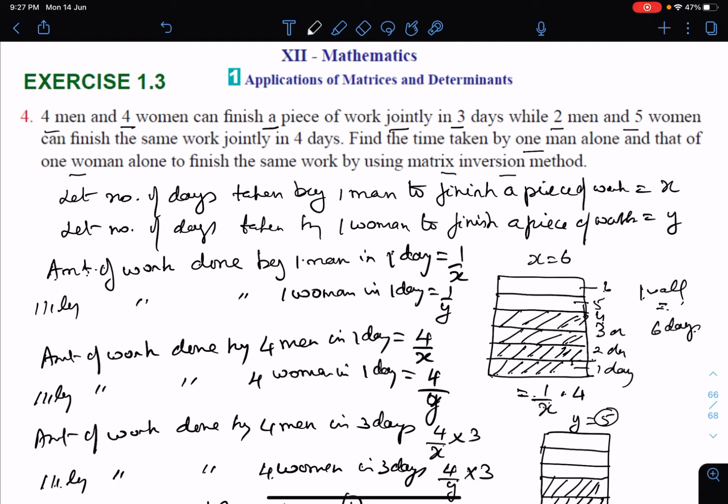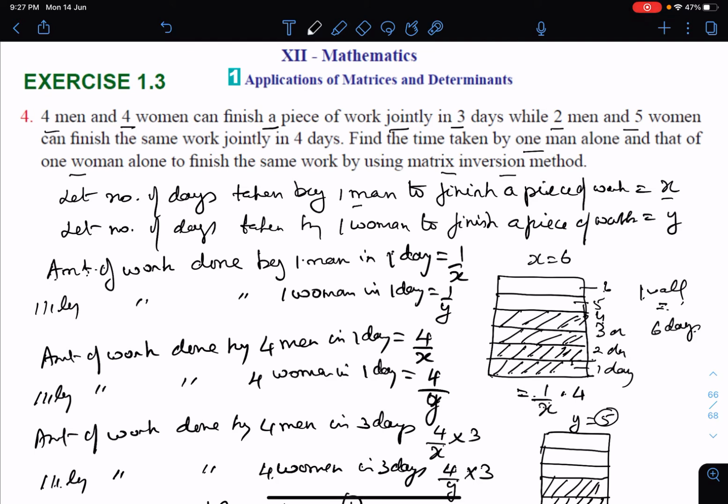This you cannot frame as usual x plus y equal to something, because this is work done by women as well as men for 3 days jointly. This is actually your basic in 8th standard, you have studied about work done problems. Now this comes for the matrix inversion method. So let us see. Let the number of days taken by one man to finish a piece of work be x. Similarly for women I have put it as y.